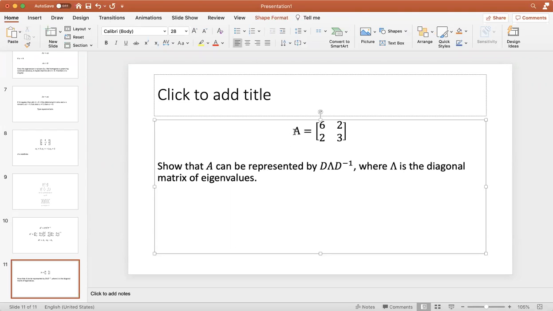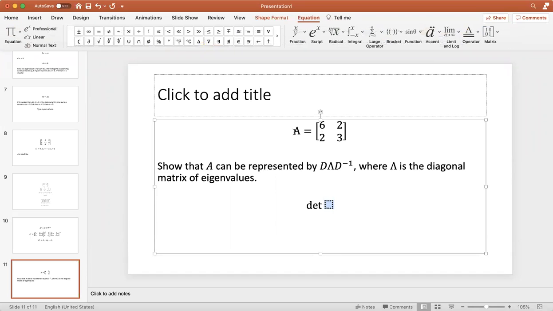So what are the eigenvalues of A? Let's get the determinant of A minus alpha or lambda I, right? It's up to you, you can use any notation, alpha or lambda. But for time series econometrics or macroeconomics, they typically use lambda to represent eigenvalues. So that's going to be the determinant of the 2 by 2 matrix: 6 minus lambda, 2, 2, 3 minus lambda.